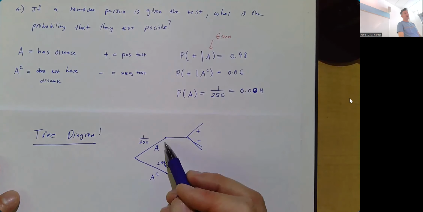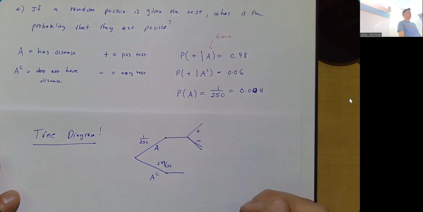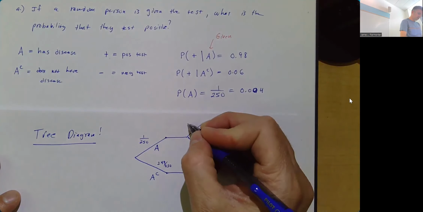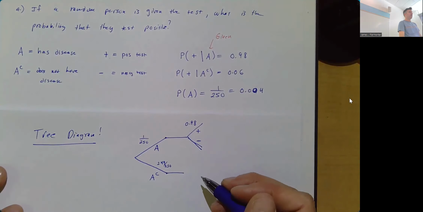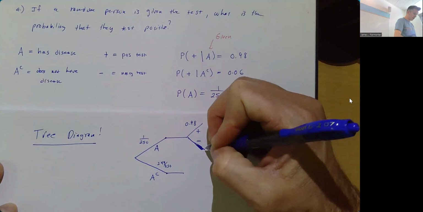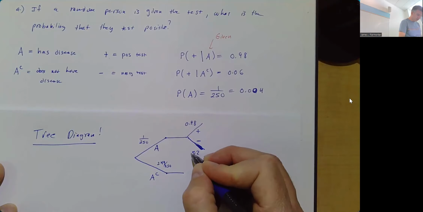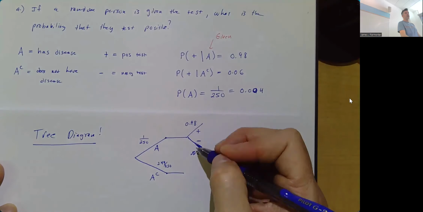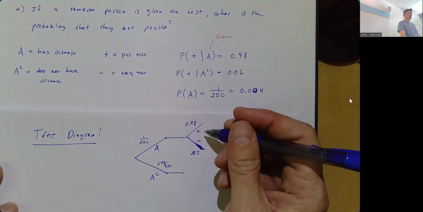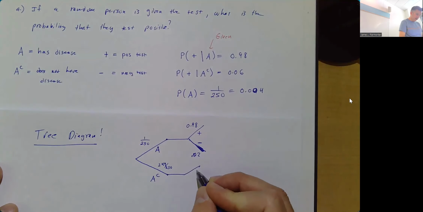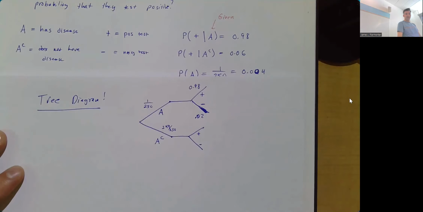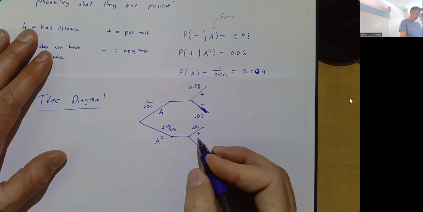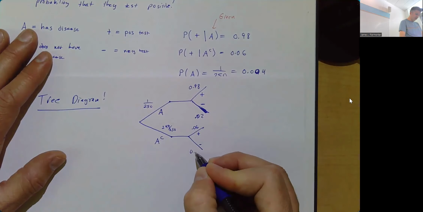Given that we're along this branch, given that we have the disease, what's the probability of testing positive? Thank you. And by subtraction, what's the probability of testing negative? Right, you don't have any choices here. That's got to be 0.02, because all the branches have to add up to 1, or 100% probability. Same deal down here. Given that you don't have the disease, what's the probability of testing positive? Right, and so then the probability of testing negative has to be 0.94.